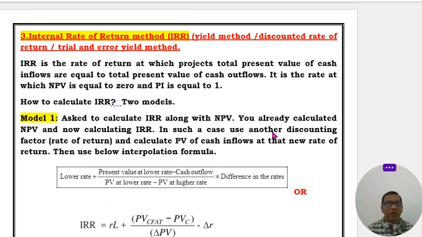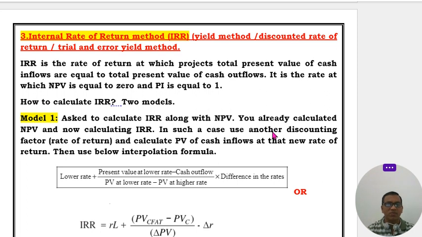You have to calculate one more NPV at another rate of return. What is that other rate of return? I will explain while explaining the practical problem. So you have already calculated NPV at one rate of return, and now you have to calculate one more NPV at another rate of return, another discount factor, and then apply the interpolation formula.